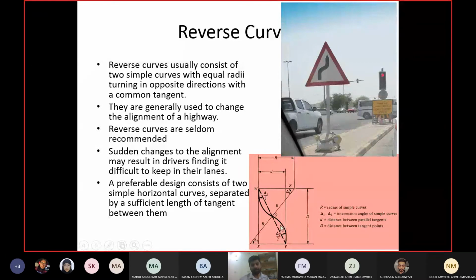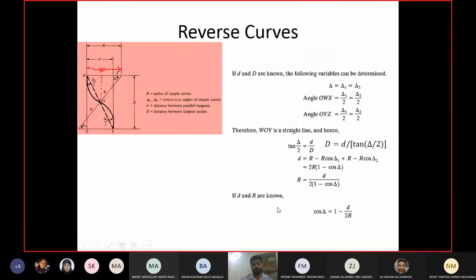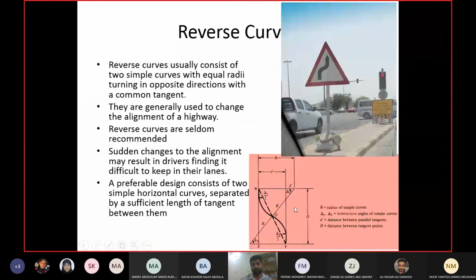Okay, so there are two curves in two different directions. Why do we provide reverse curve? Reverse curves are provided for shifting of the alignment. Now you would say whenever we change the alignment, we provide the curves. So what is special about reverse curve? Reverse curve is used for shifting the alignment to a parallel line.